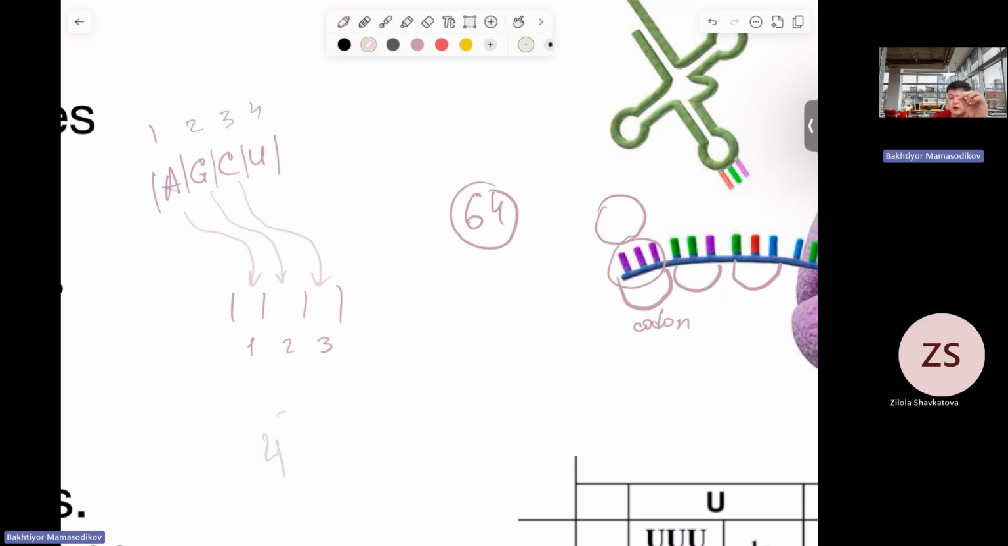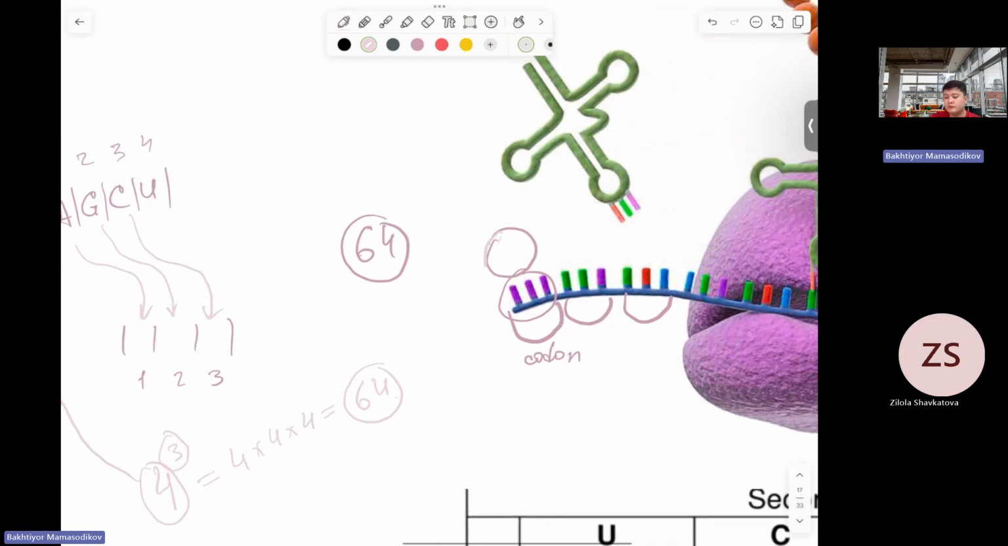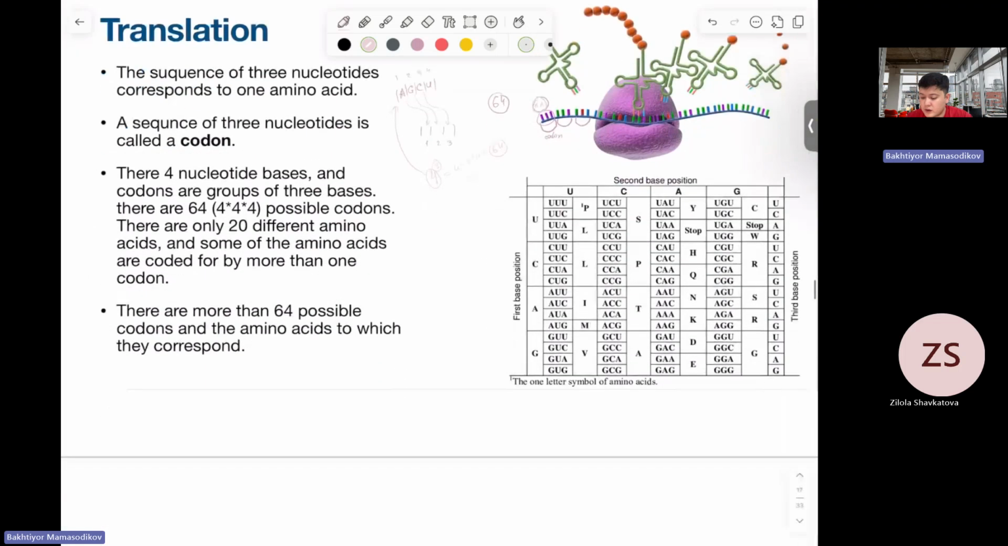This is just a calculation: 4 to the power of 3. We have 4 nucleotides, and in each combination I have to use 3 of them. 4 multiplied by 4 and multiplied by 4 again gives 64 codons. But I said one codon is responsible for one amino acid, yet I have 64 codons and only 20 amino acids. So multiple codons can code for the same amino acid, okay?